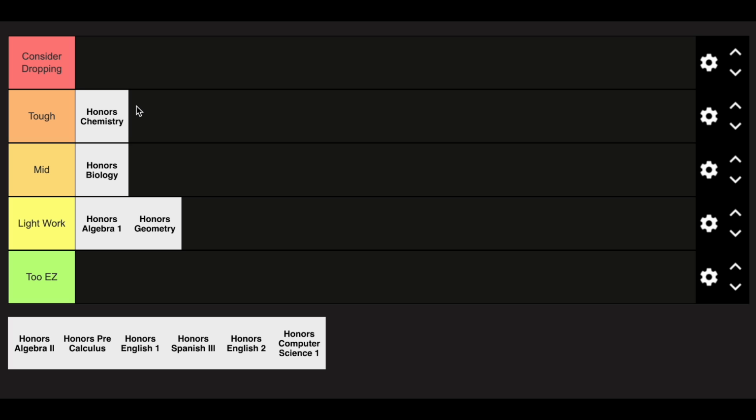Especially as a sophomore, this is probably one of the more difficult classes, one of the most difficult classes you're taking as an underclassman, as a 9th or 10th grader, honestly. Though some people did find it a little bit easier, I will say, but in general, it's definitely going to be in that tough category.